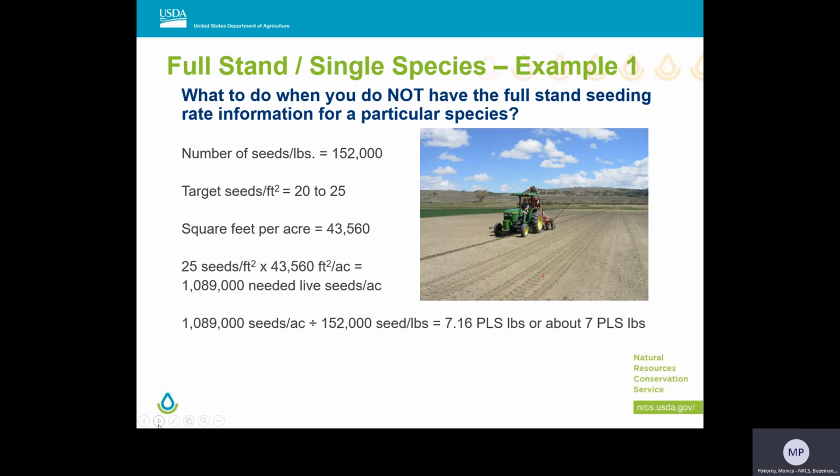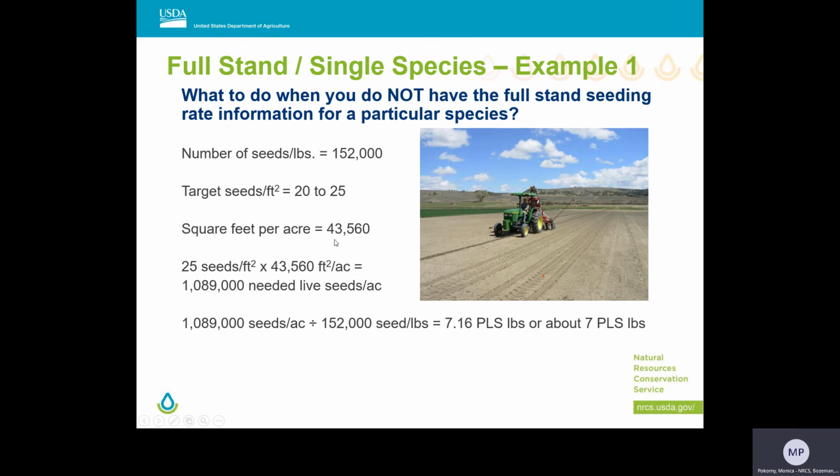And that's by going back to some of the information that we talked about at the beginning, the required information before you begin a seeding. We want to know the number of seeds per pound for the species. So in this case, it's 152,000 seeds per pound. That is a medium-sized seed. So we know that our target seed rate should be 20 to 25 seeds per square foot.